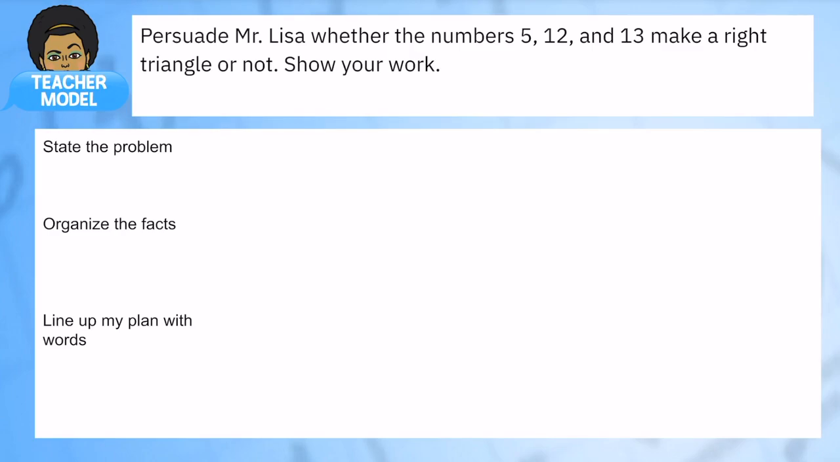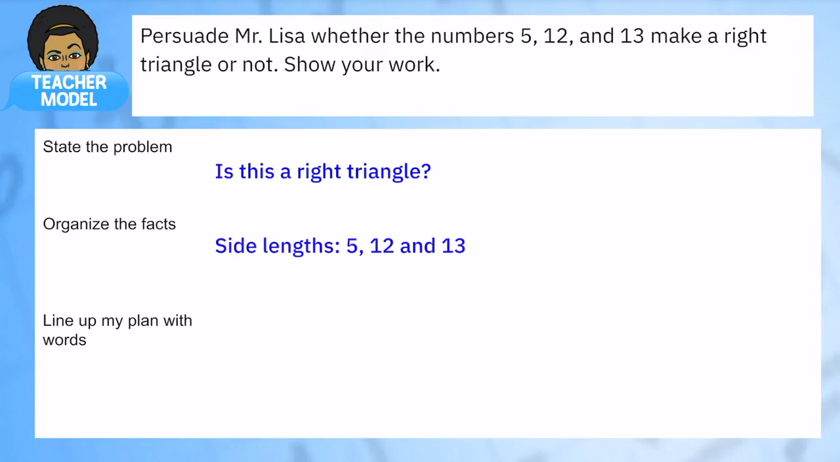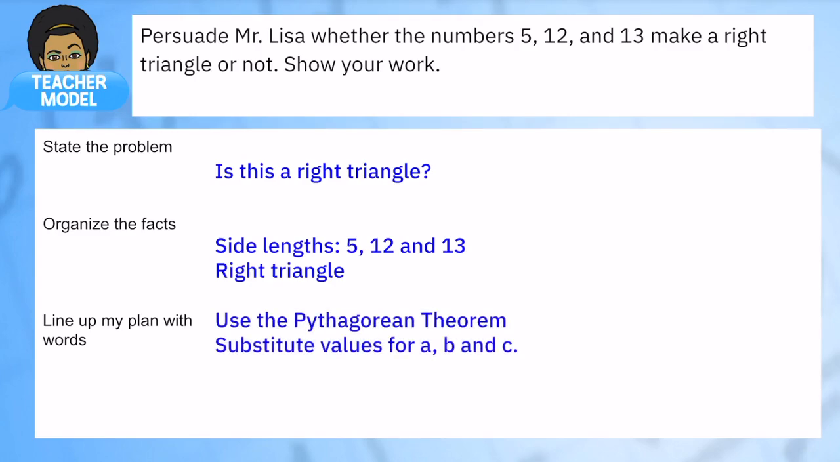So that's the first question. We just want to know, is this a right triangle? And using that theorem, can we prove it's a right triangle? So it's not just is it, can we prove it? We know the side lengths, and we also know this is a right triangle. And because of that information, we know we can use the theorem that we just talked about. We're going to sub in the values for A, B, and C. And then we're going to evaluate it and see if the sum of A squared and B squared is equal to C squared. Hit pause so you can jot this down into your notes.